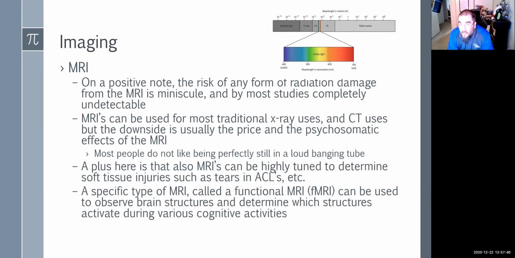And MRIs can be used for most traditional X-ray uses and CT uses, but the downside is the price. The cost of MRIs is really expensive, and there are the psychosomatic effects. People don't like being shoved in a tube. Most people say, "Oh, I'm not claustrophobic," until they get an MRI, and then suddenly they become claustrophobic, right? And people just don't like to lie still. I'm sitting here right now bouncing because that's just kind of my way.